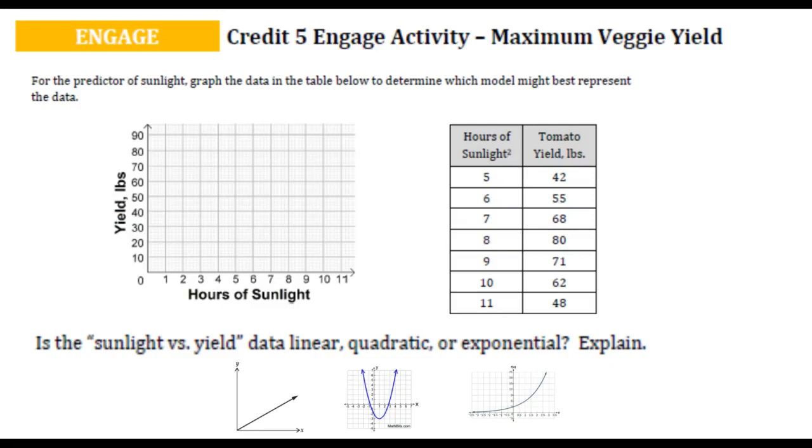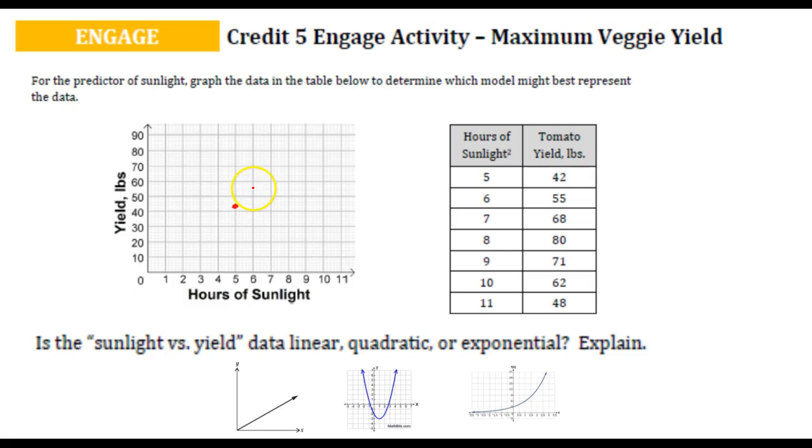So for the Engage activity for Algebra 1B Credit 5, we go over a predictor of sunlight. They're going to be predicting sunlight to tomatoes. So as you can see here, I can plot 5 to about 42, which is about there.